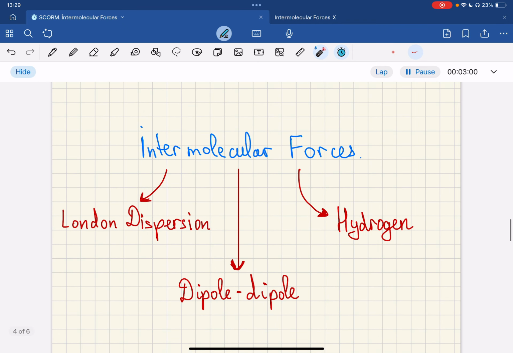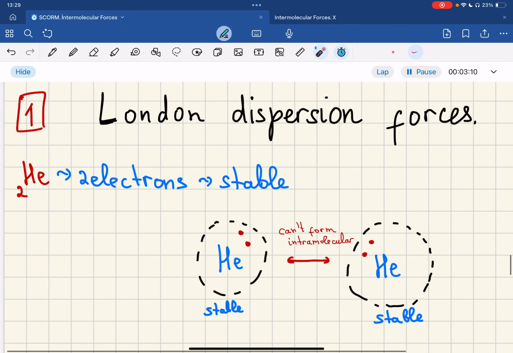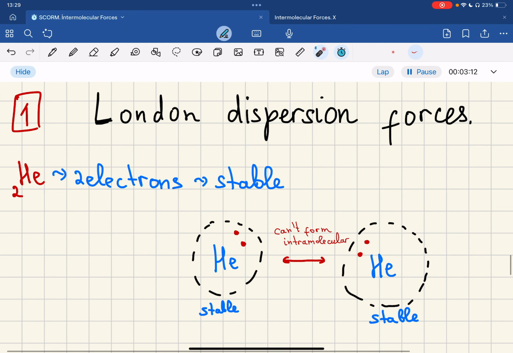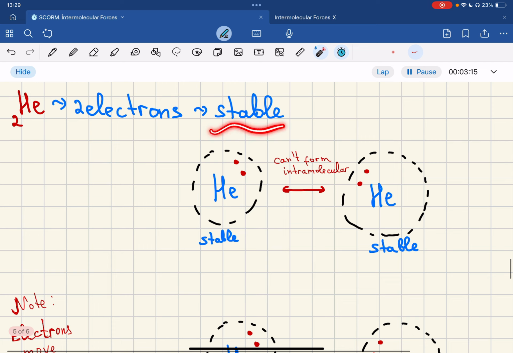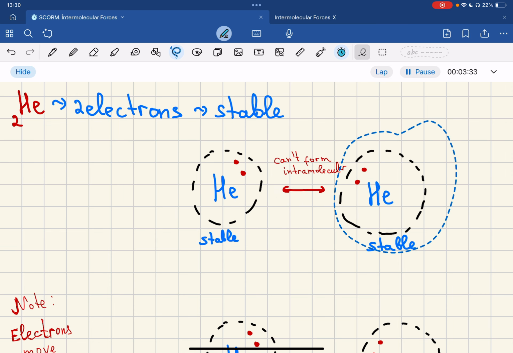We are going to learn three different types of intermolecular forces: London dispersion, dipole-dipole, and hydrogen bonding. Let's go through London dispersion forces. Now, first of all, I put an example of helium. Helium has two electrons, so helium is stable, meaning that the helium will not bond intramolecularly with another element because it's already stable. So it cannot have intramolecular forces. Let me even draw that. So they cannot form a shared pair, but they can form intermolecular forces.